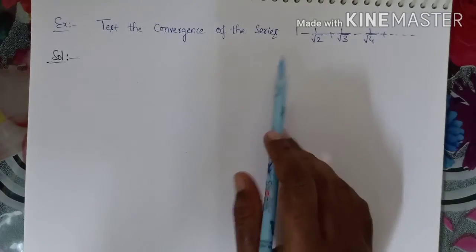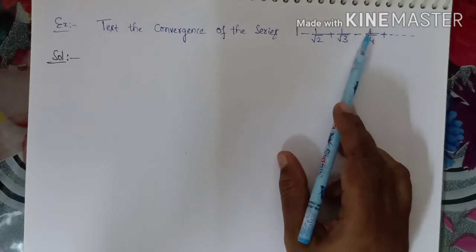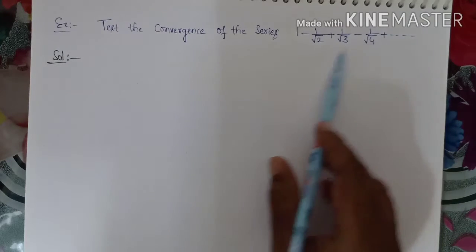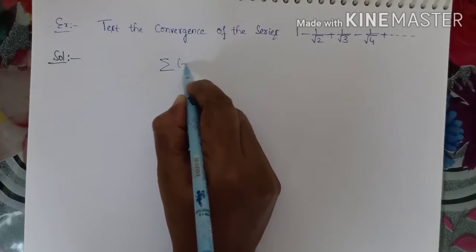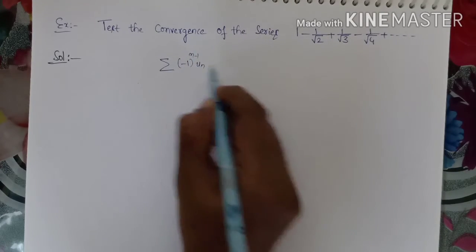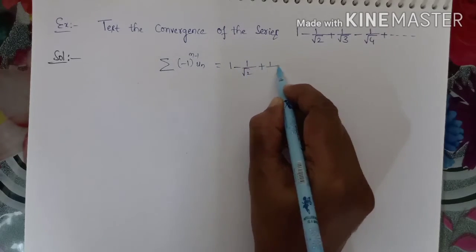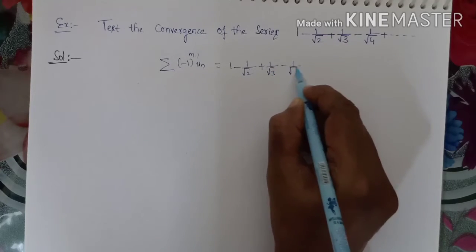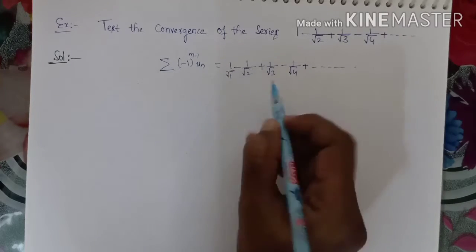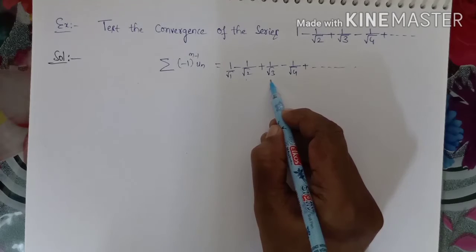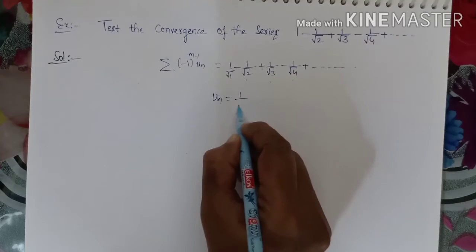Test the convergence of the series 1 minus 1 by root 2 plus 1 by root 3 minus 1 by root 4 plus and so on. Obviously, this is an alternating series. We call it sigma minus 1 whole power n minus 1 un. First term 1 by root 1, second term 1 by root 2, third term 1 by root 3, fourth term 1 by root 4. Obviously, nth term is 1 by root n.